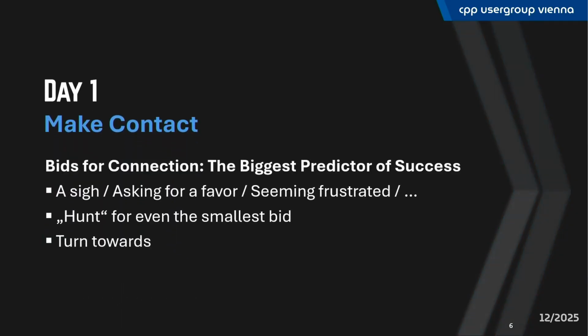And the first thing is, watch out for the bits of connection. The book actually says this is the key factor, the biggest predictor of success in a team. If you always are looking out for these typical signs, if somebody needs help, or if somebody likes to get in contact with you, a sign, asking for a favor, seeming frustrated, all you have to do is to hunt for even the smallest bit.